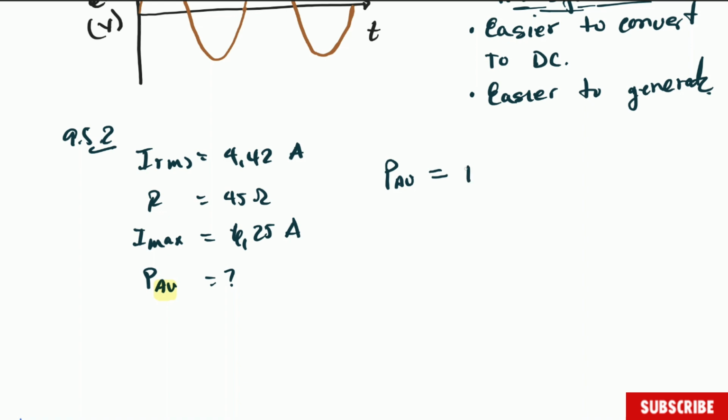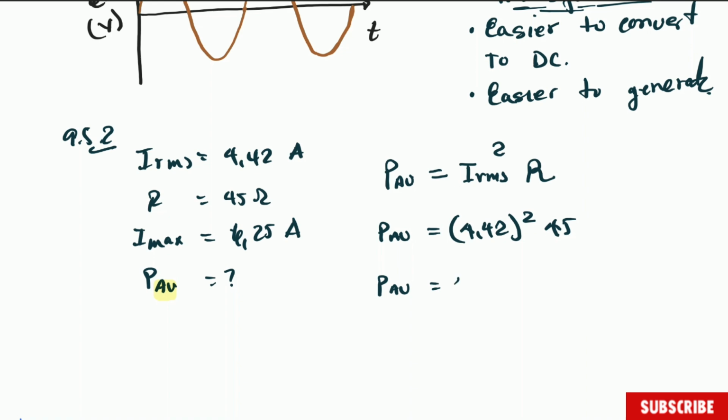Now this one is equal to the root mean square current squared multiplied by resistance. So now all you have to do is to substitute. Average power is equal to 4,42 squared multiplied by 45, which is the resistance. Average power is equal to 879,138. Let's leave it like that. And then what is the unit? This is the final answer.